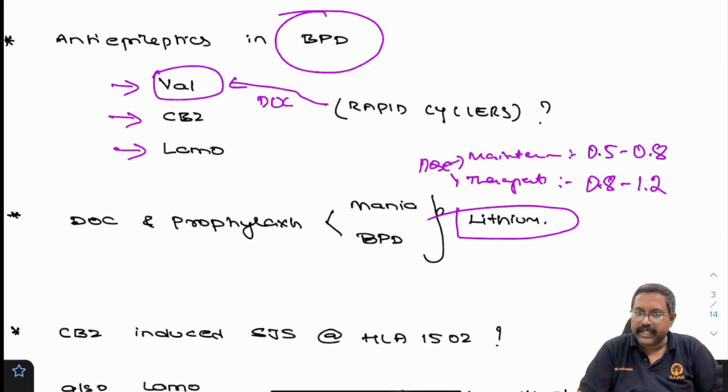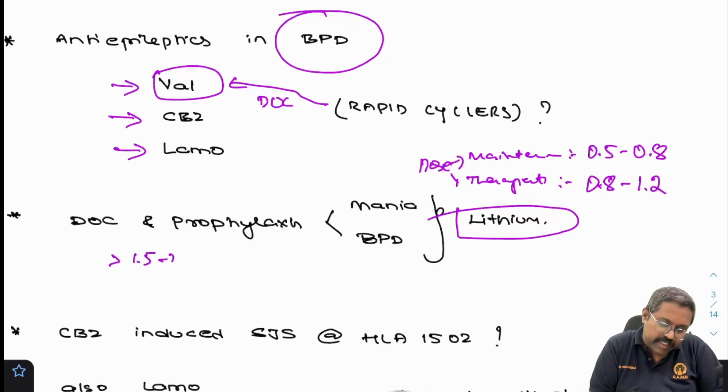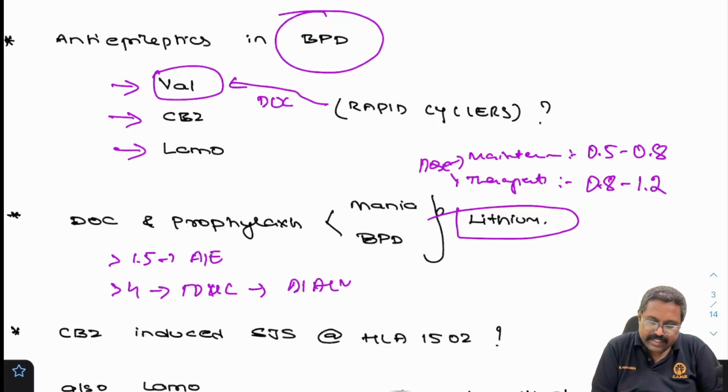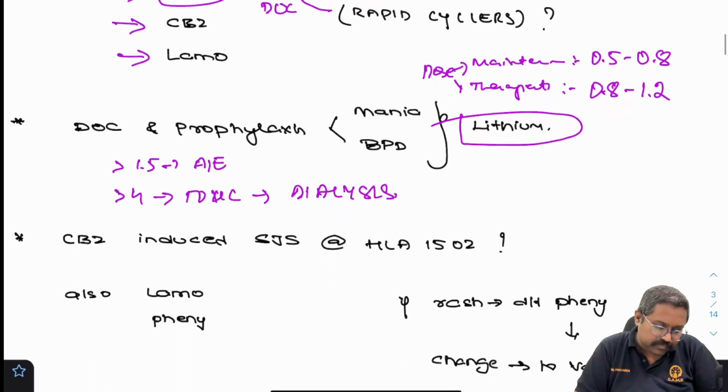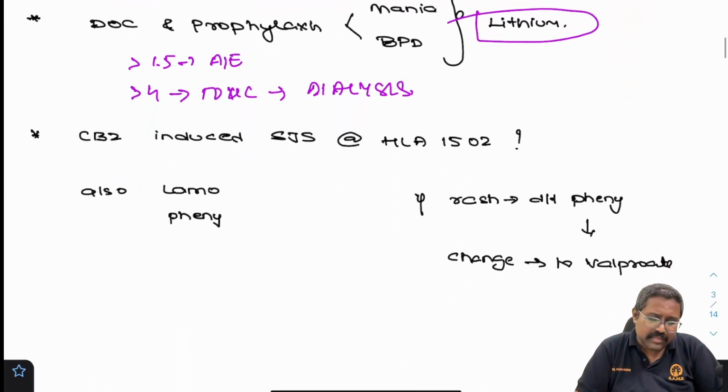So 0.8 to 1.2. If the dose exceeds more than 1.5, it leads to adverse effects. If the dose is more than 4 milligrams, then it is the toxic dose. You'll need to go for dialysis. Is that right? Okay. So what is the carbamazepine induced Stevens-Johnson syndrome?